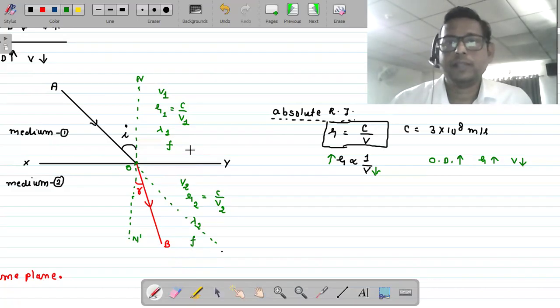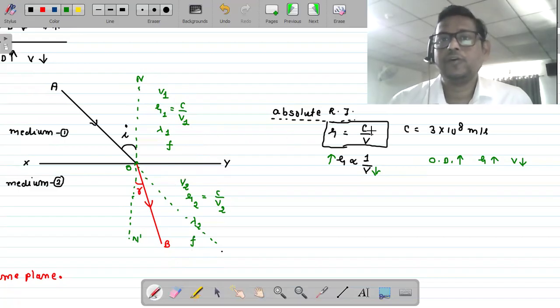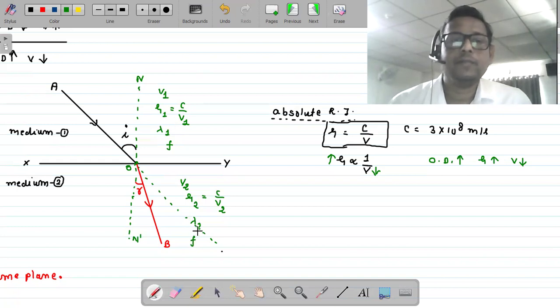So what I just told you is that v1 is the speed of light in medium 1, and v2 is the speed of light in medium 2. The absolute refractive index is the ratio of speed of light in vacuum or air divided by speed of light in a medium. From that I can write mu1 is equal to c by v1 and mu2 is equal to c by v2. Lambda 1 is the wavelength of light in medium 1, lambda 2 is the wavelength of light in medium 2. The frequency f remains the same. So this is the absolute refractive index. Now let's define the second type of refractive index, which is called relative refractive index.